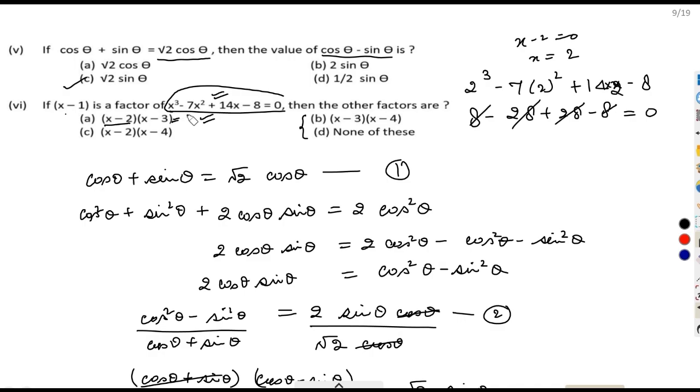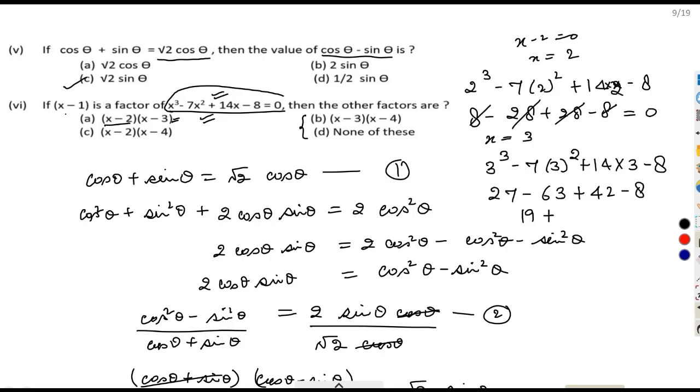अब x is equal to 3 पुट करके चेक कर लीजिए. अगर वो भी 0 आता है, it means option A is the correct answer. If x is equal to 3 is not the root of this equation, then this option will be correct. This is not 0. It means x minus 3 is not a root of the given function. Then option C is the right option. You can check for x is equal to 4.